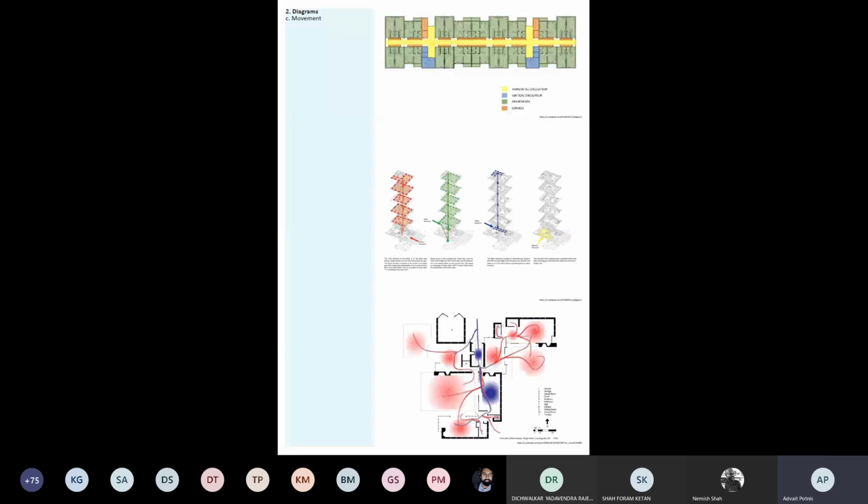Then the third diagram is of movement. Again it's the same thing. All this information is important for you to analyze the building holistically. So movement within a floor, or within an entire building section, or through a cluster, all that you need to draw, and maybe speculate if you don't have correct drawings for this. But that's where you will understand the building in much more detail.